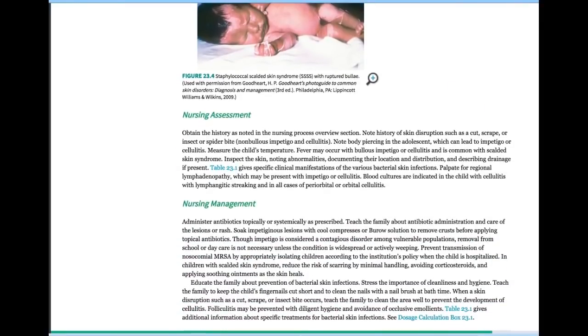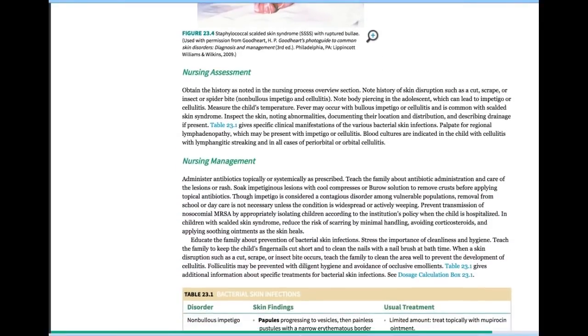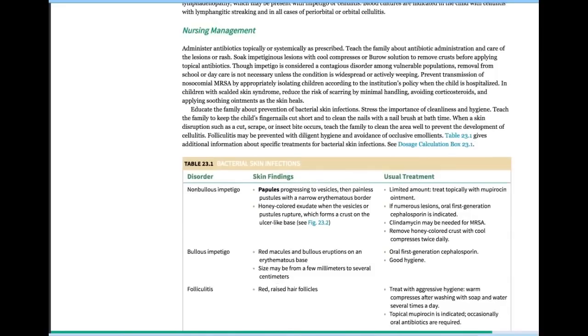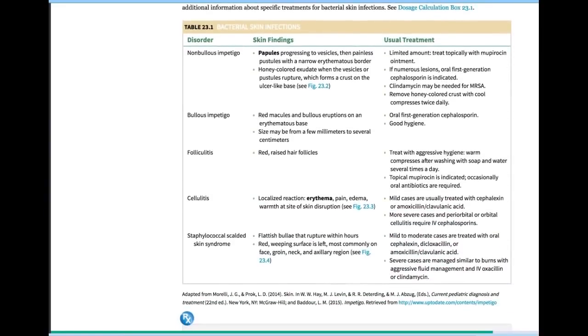All right, so what are you going to assess? Again, good history taking is very important. You assess for fever, you inspect the skin everywhere, you document what you see, and describe it as best you can. Here are the bacterial infections that we talked about, how you treat them, and what they look like. Honey-colored crust. Remember that.